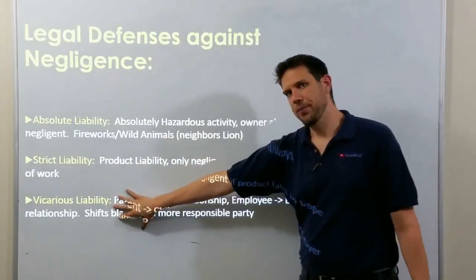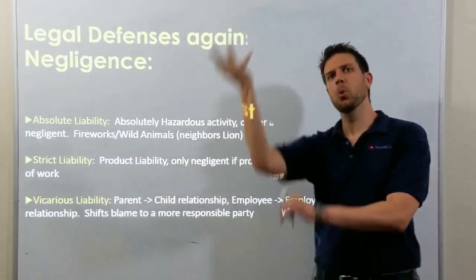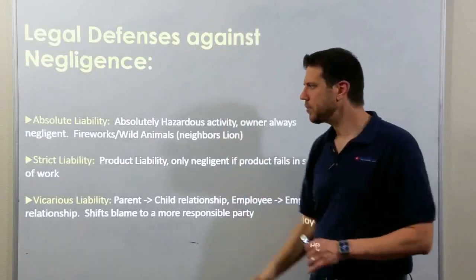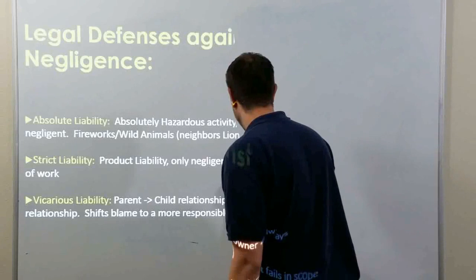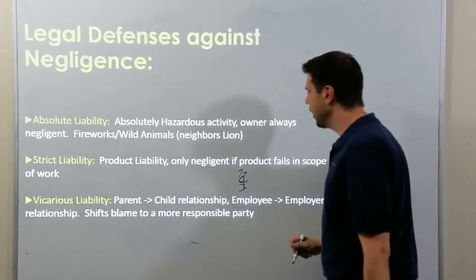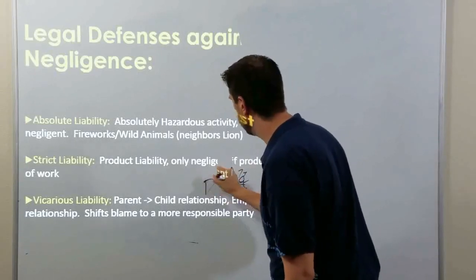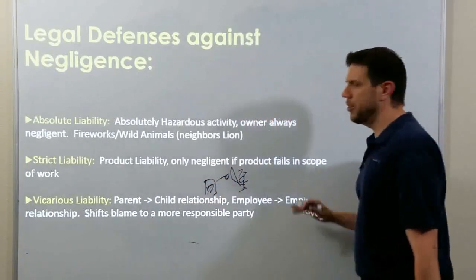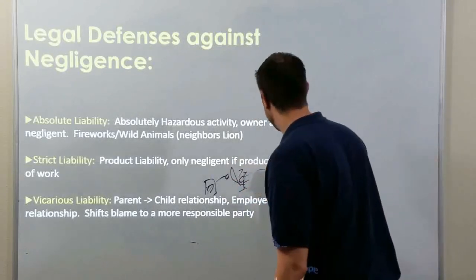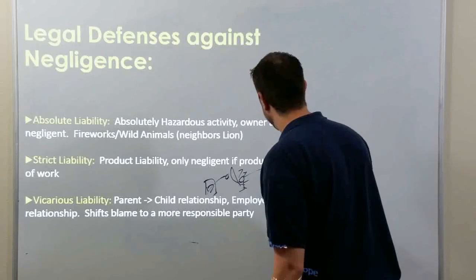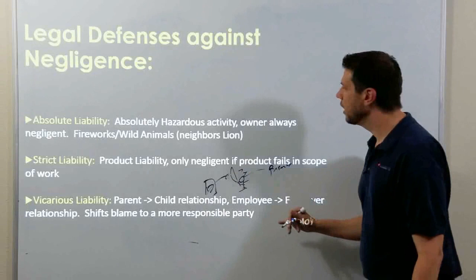Vicarious liability is where you shift the blame to a more responsible party. So like, let's say you have a child who's 7 years old, and they were playing baseball, and they hit a ball through a house window. You're not going to sue the child. You're not going to get any money from a kid. So you sue the kid's parents. The parents are vicariously liable for the actions of the child.